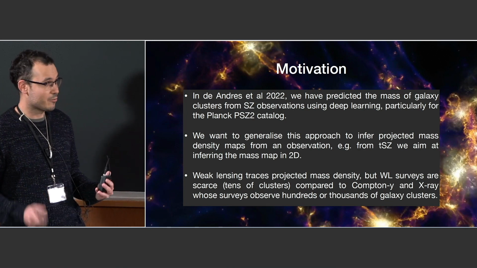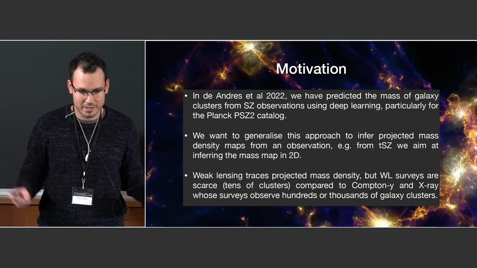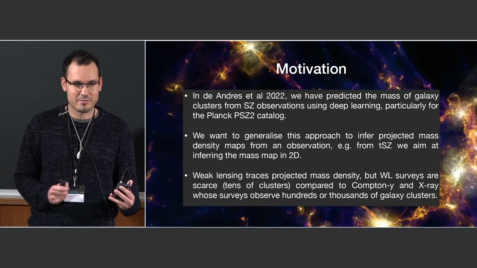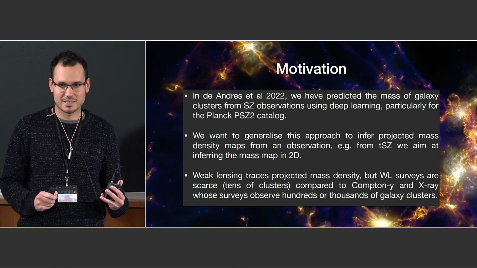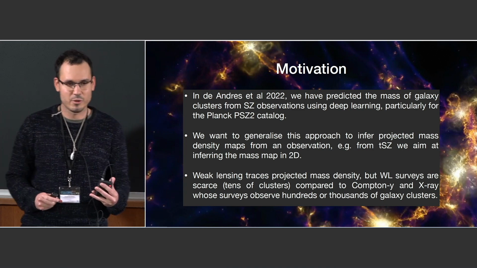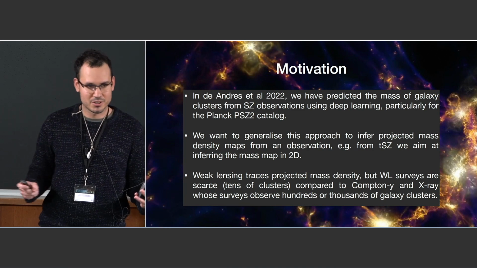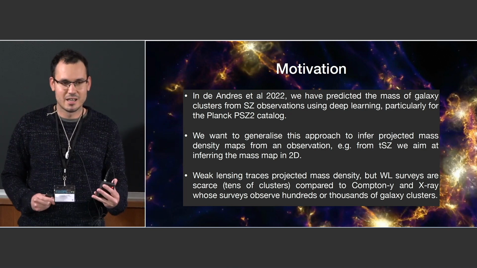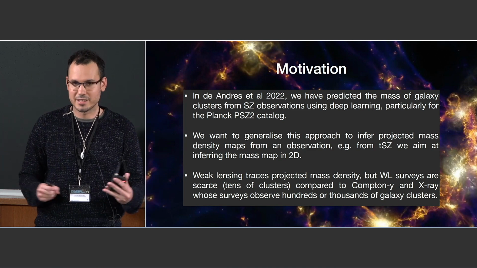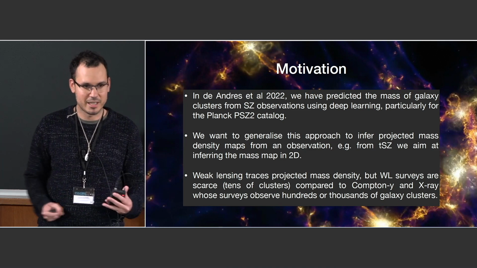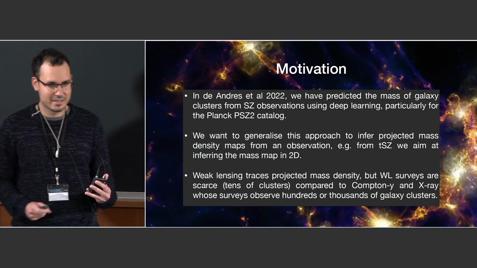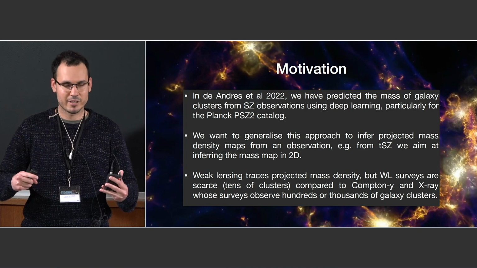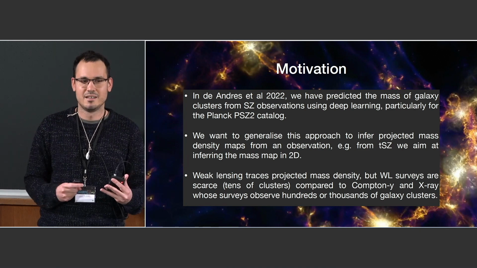The motivation of our work is based on our previous work. In our previous work, we made inference of the mass in galaxy clusters, but the mass as a scalar, the total mass inside an overdensity. We want to generalize this approach to infer the 2D mass map, an image of the mass, from mock observations of galaxy clusters that I will describe later. As a matter of fact, you can see this 2D mass map using weak lensing. Weak lensing will give you directly this mass map.